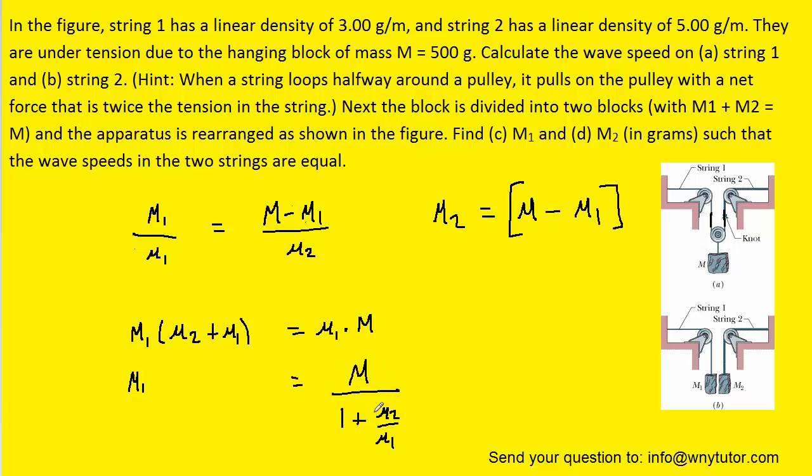We could then plug in the known values for capital M and the two linear densities. And when we compute this, we get a mass M1 of approximately 188 grams. So that would be the answer to part C.